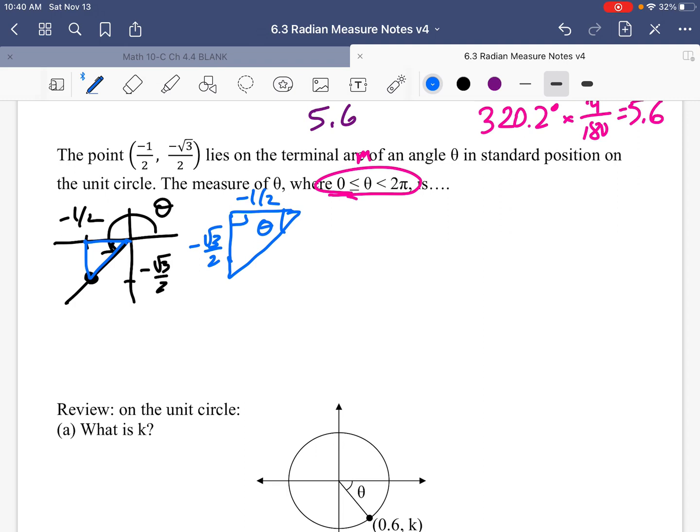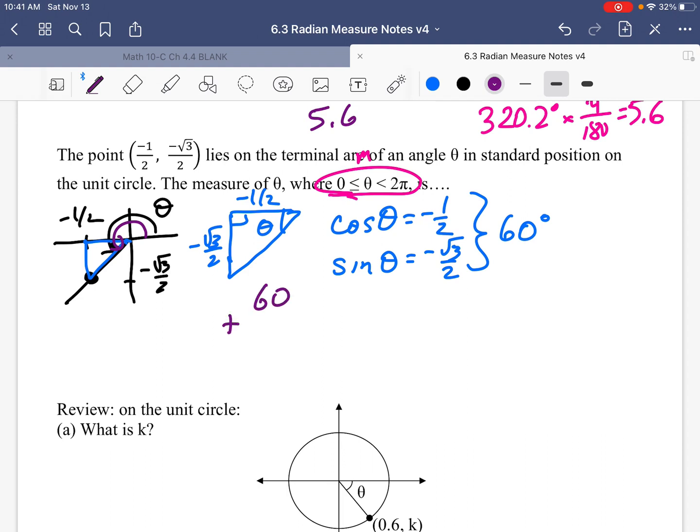Now, you're going, wait a minute, I've seen this before. Cos of theta is minus 1/2. It's my x value. Sine of theta is minus root 3 over 2. That's 60 degrees. This is one of those angles you're supposed to recognize. Now, here's the problem. This reference angle is 60. What's the whole angle? Whole angle here is 60 degrees plus 180. So this is 240 degrees.